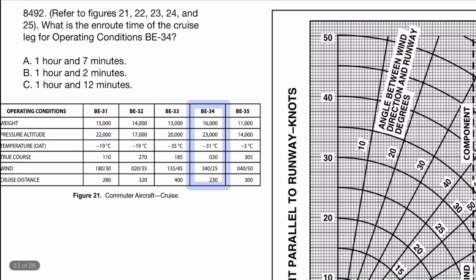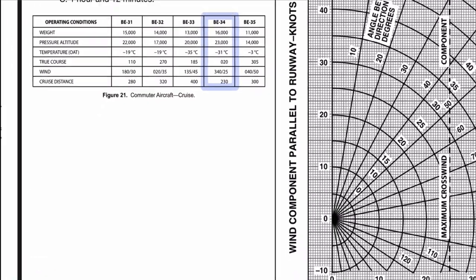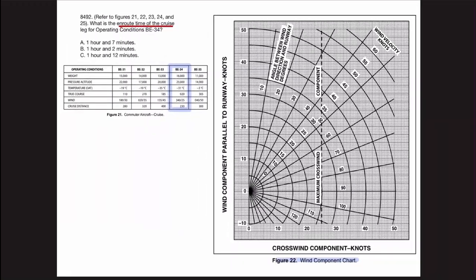Now, whenever a question is asking you the en route time of something, most of the time it's asking you for that airspeed considering a wind component. So the first step in this problem is going to be to find our wind component. Now, once we find the wind component, let's go ahead and look at our other charts that we have here so that we know what we're going to expect.